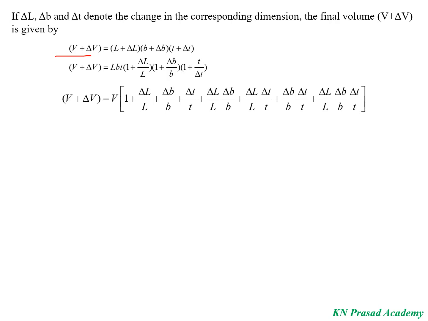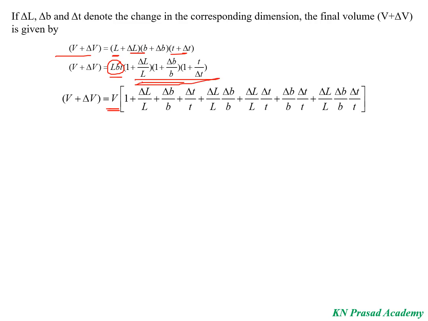This I also have to write down here. Take L common, B common and T common. So this product once again I write as LBT into 1 plus delta L by L, into 1 plus delta B by B, into 1 plus delta T by T. We know that LBT equals the volume, V. LBT is the volume. So this will give the expression.